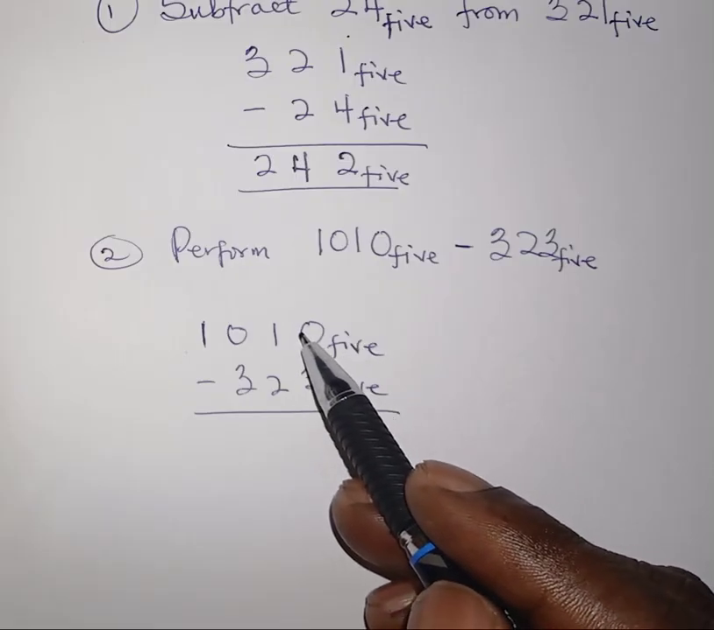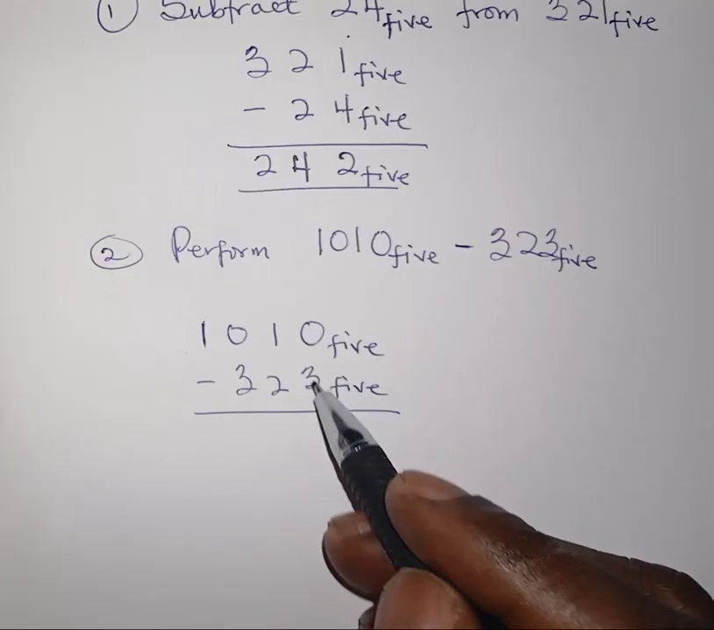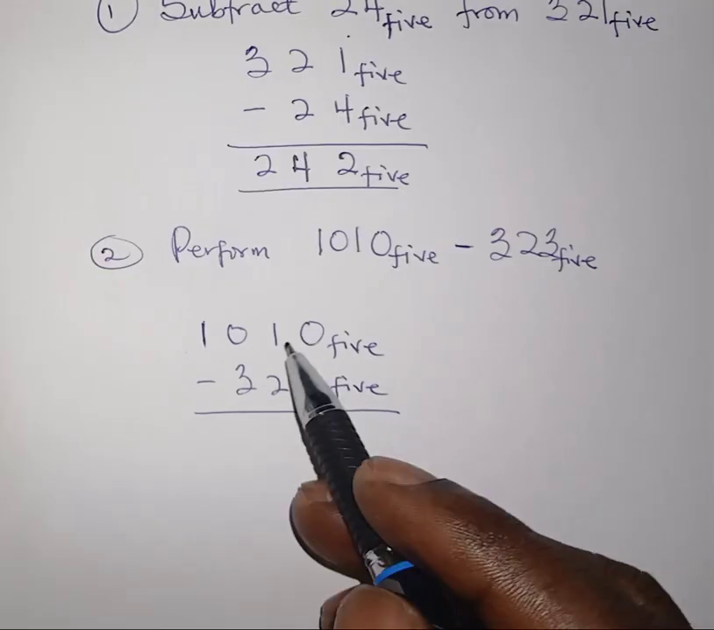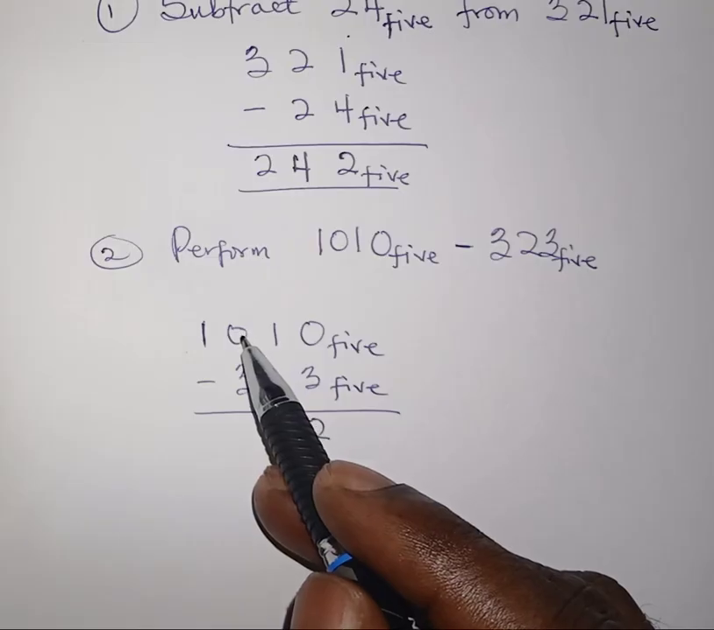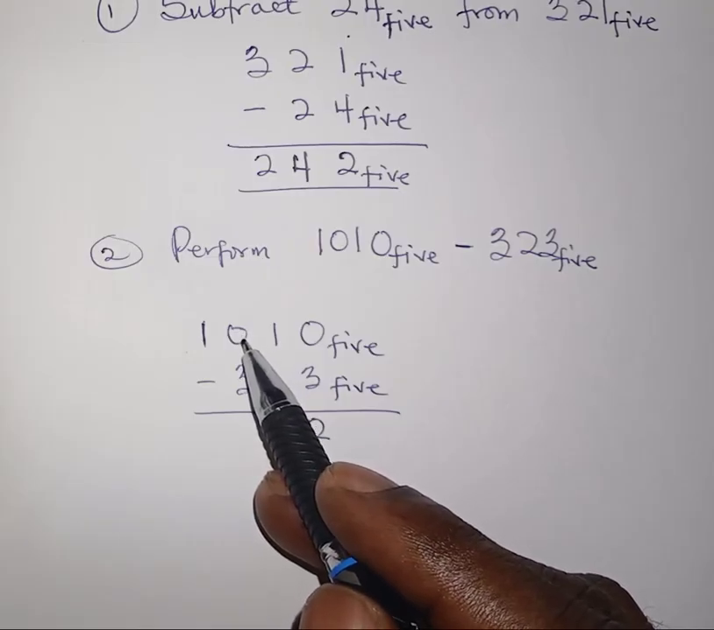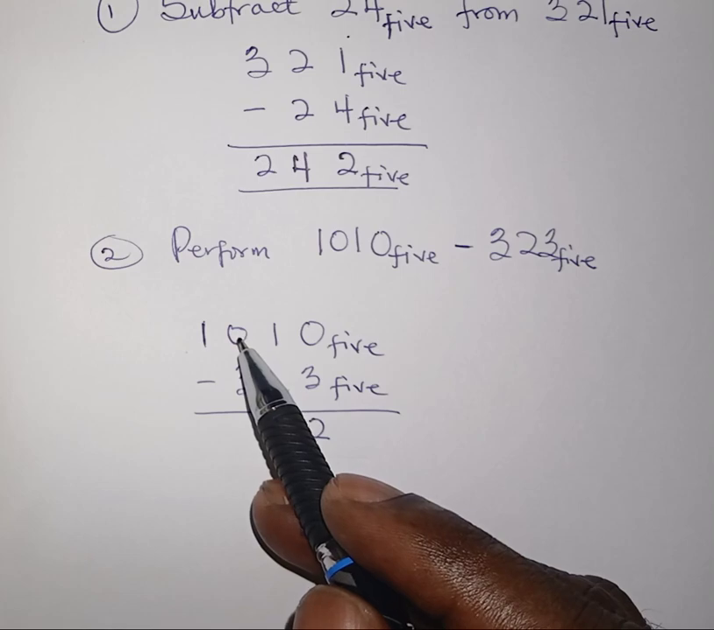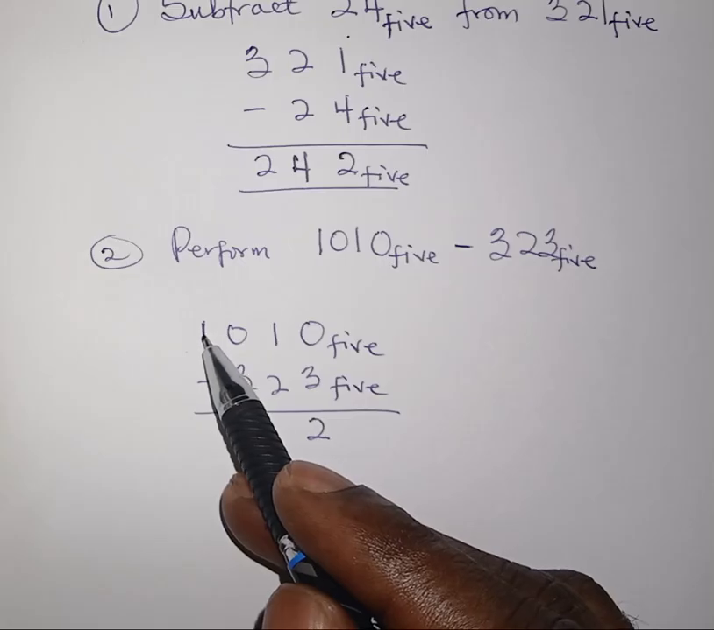So I'll add 5 to 0, and I will get what? 5. So 5 minus 3 gives me what? 2. Now here was 1. I borrowed the 1. So here becomes 0. So I'll come here again and borrow what? Another 1. Okay, but you realize that here is also 0. So I have to move to the next one and borrow 1.